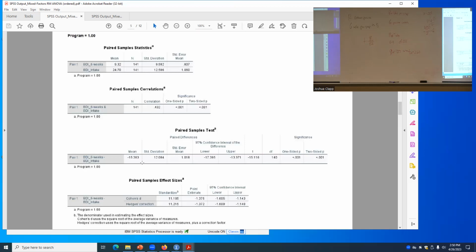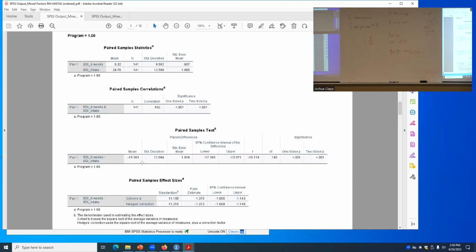Hedges G. Well, this is kind of what Hedges G is. This is essentially calculating Hedges G for within subjects, because we've got variability at time 1, variability at time 2. Just take the average of the variances and take the square root. So that's kind of what we're getting already.